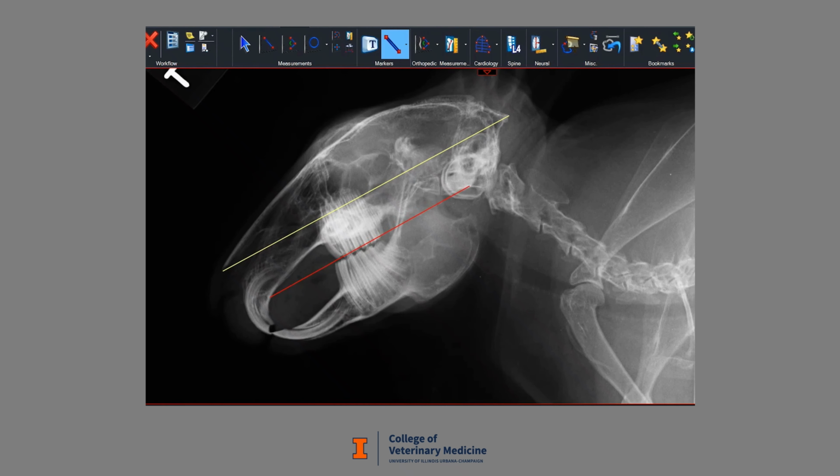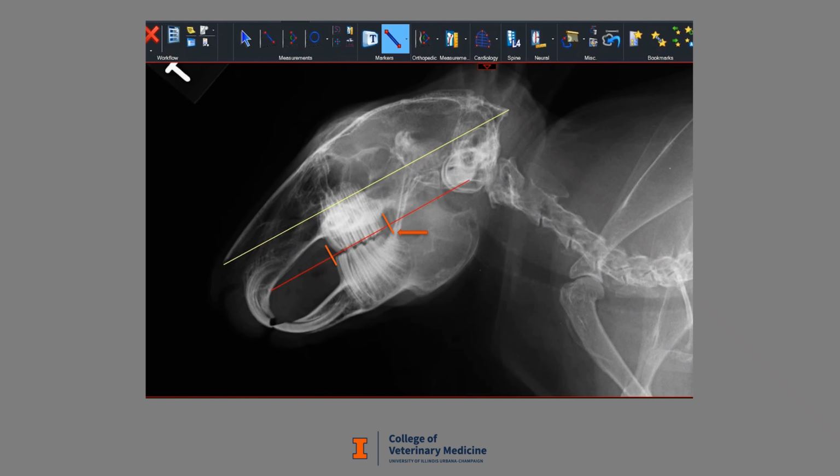A line is drawn at the level of the rostral hard palate just caudal to the second incisor and extends to the level of 1/3 the height of the tympanic bulla. The occlusal surface of the maxillary and mandibular teeth should be the same length. In this case, the maxillary occlusal surface is slightly longer than that of the mandibular teeth.